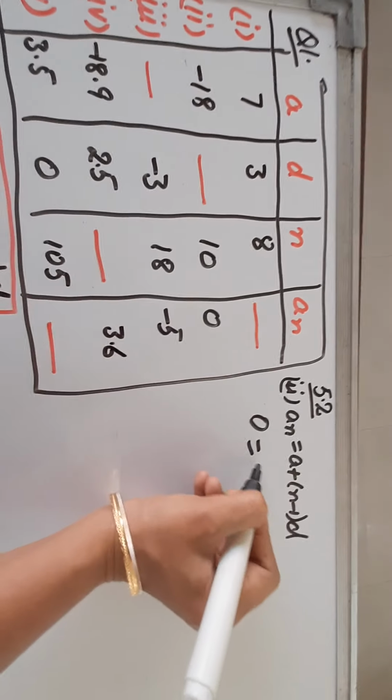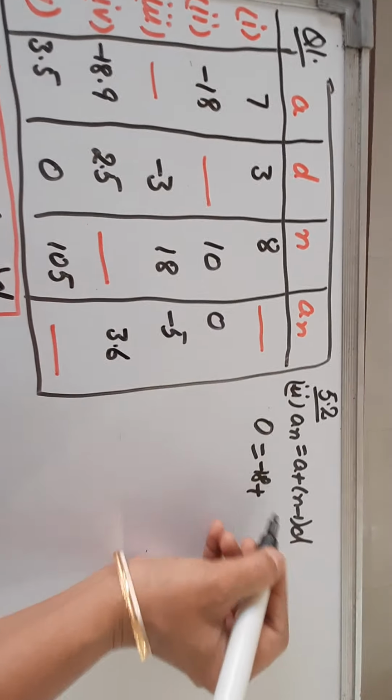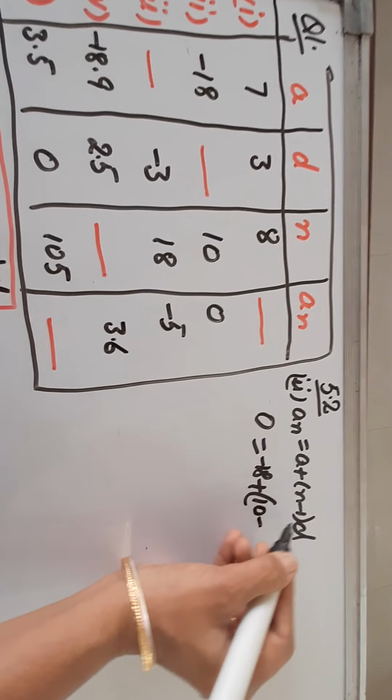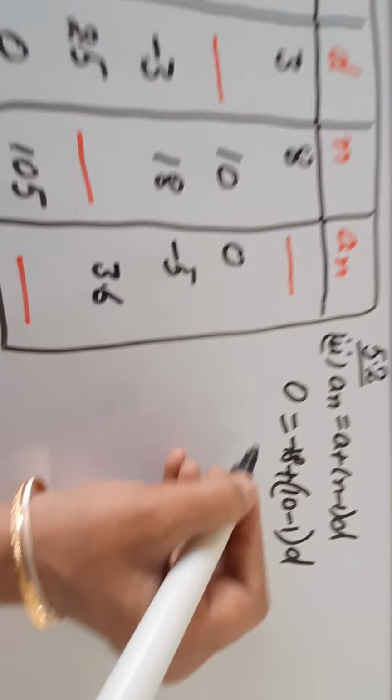It is 0, so let us put it as 0. Then a is minus 18. Be very careful about the given sign. n is 10, within the bracket minus 1 into d. d is missing, we'll write it as it is. So let us solve it.